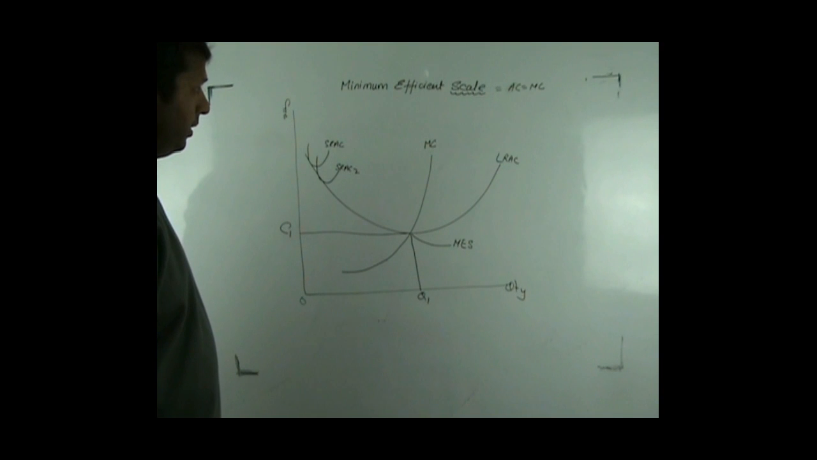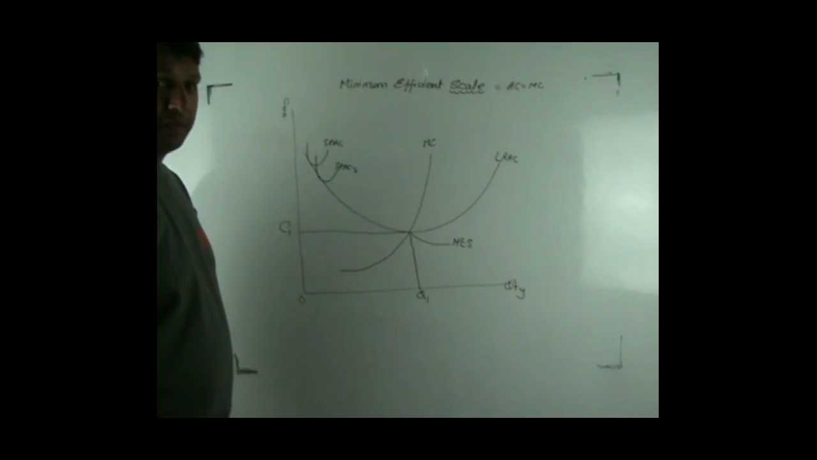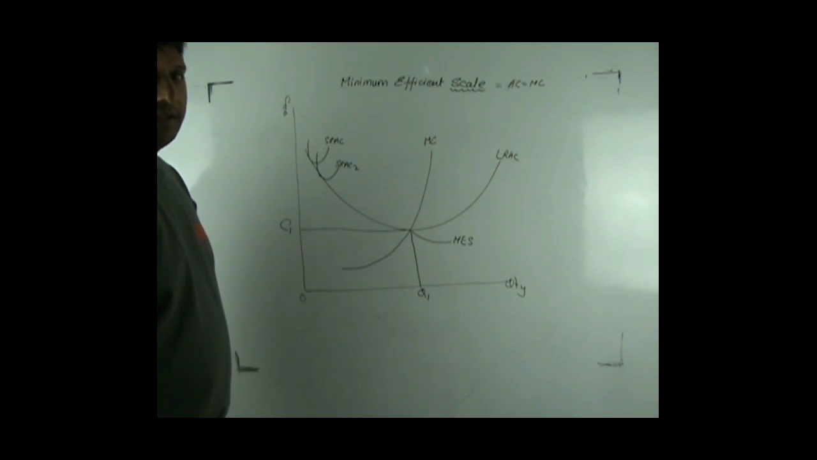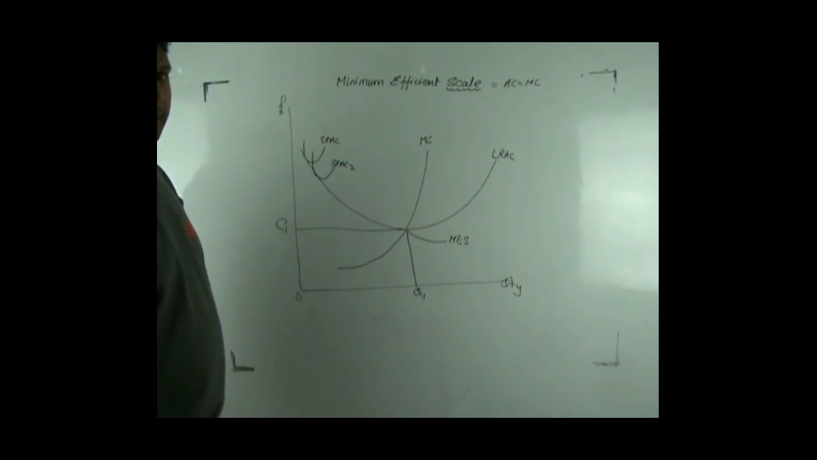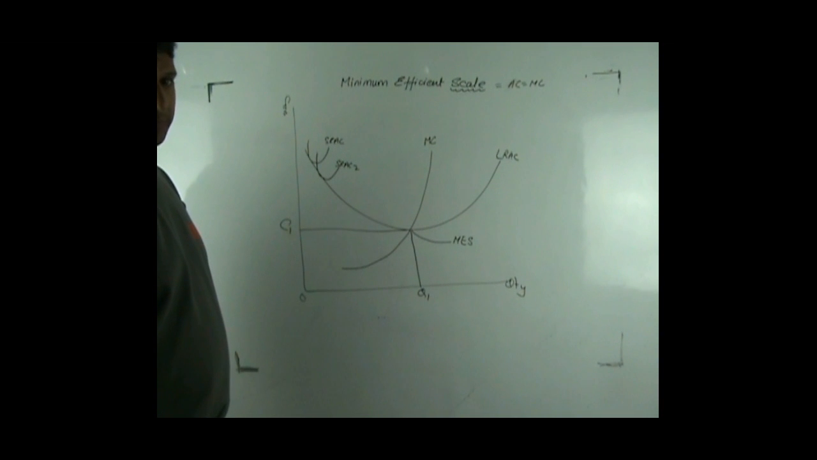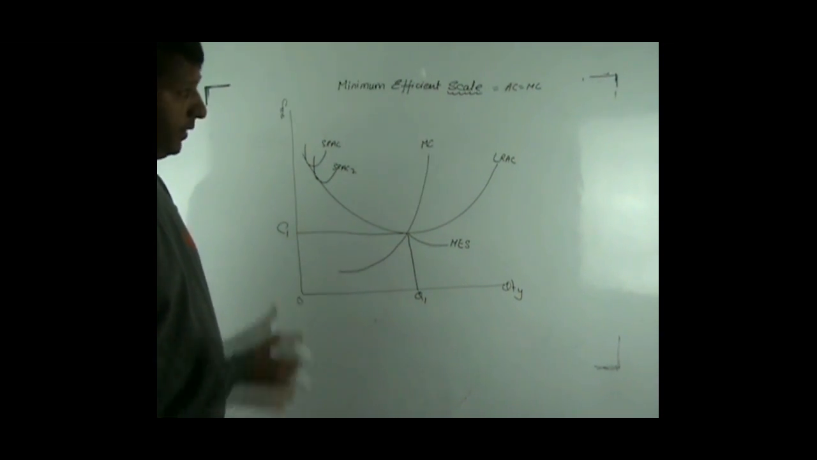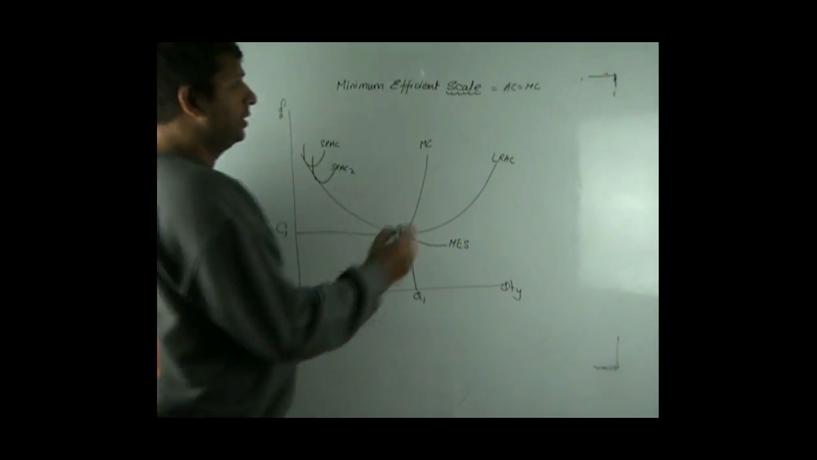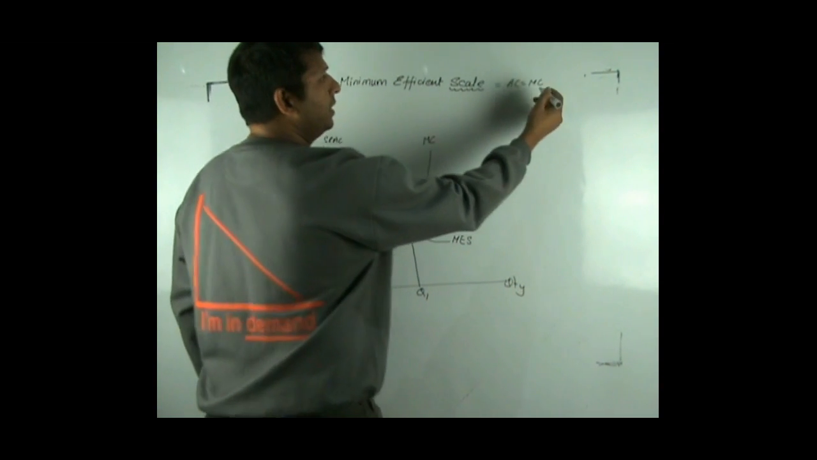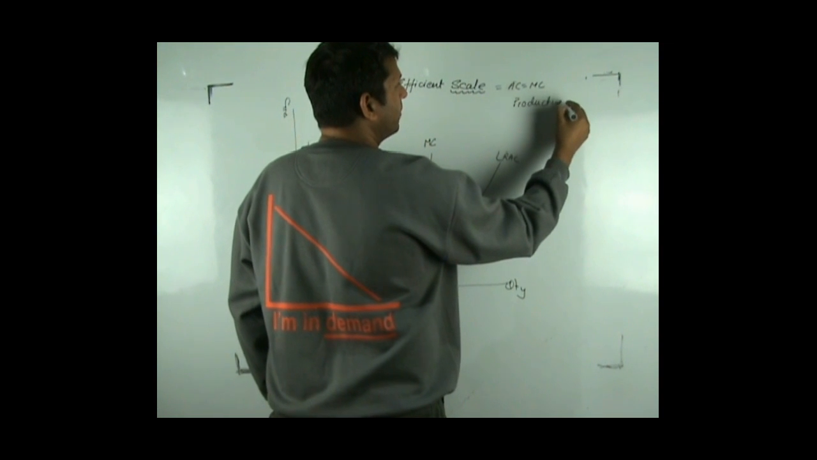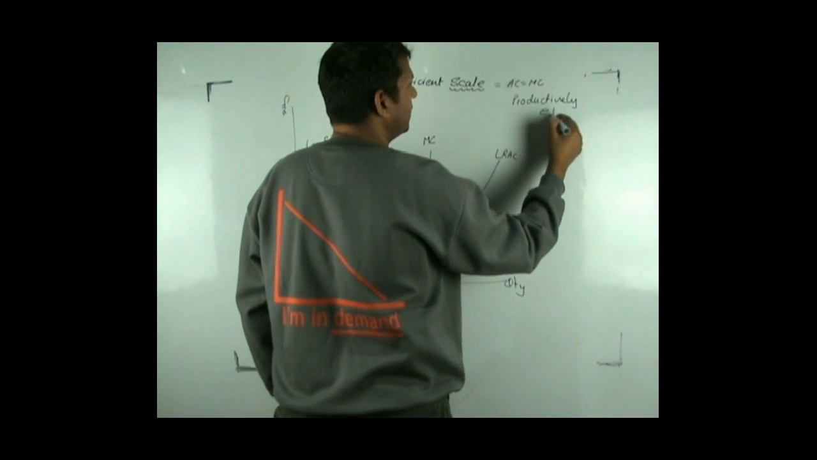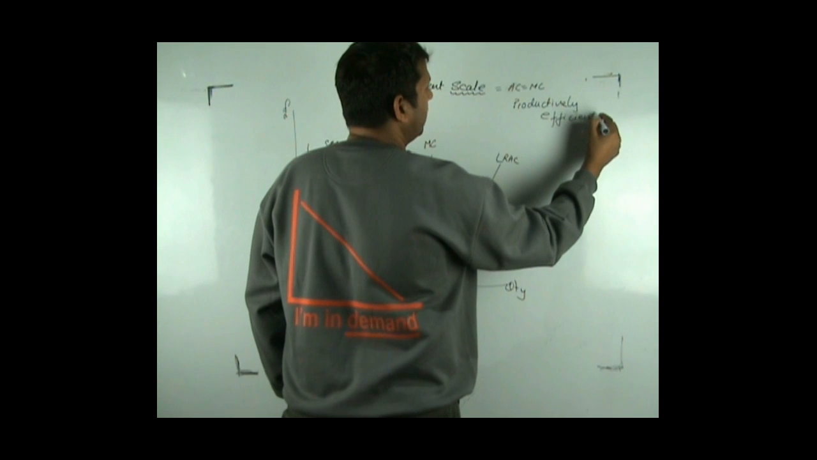This is also where the firm is productively efficient. At this output, it's the lowest average cost possible for the firm. So at minimum efficient scale, because AC equals MC, the firm is also productively efficient.